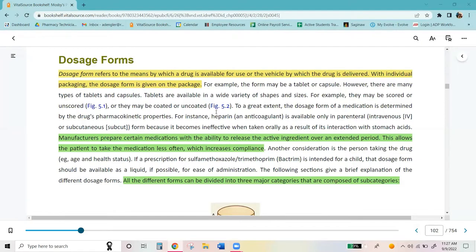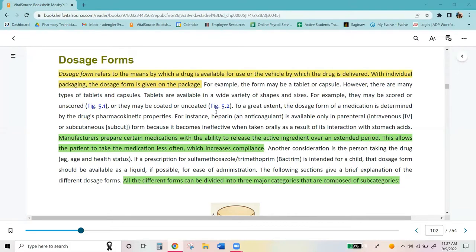To a great extent, the dosage form of a medication is determined by the drug's pharmacokinetic properties. For instance, heparin, which is an anticoagulant, is only available in parenteral form, which is intravenous or subcutaneous, because it becomes ineffective when taken orally because of the interaction with our stomach acid.